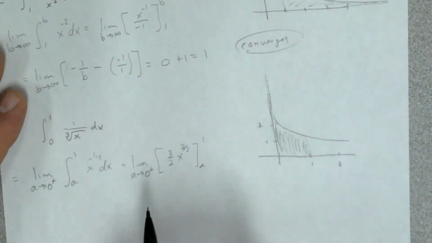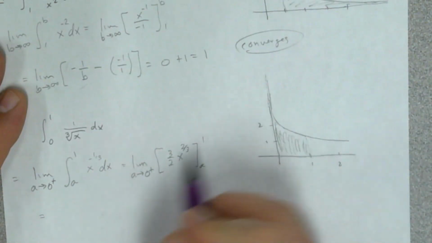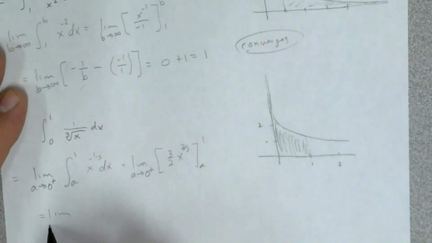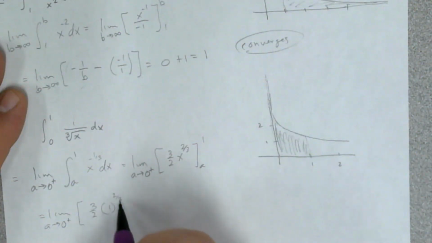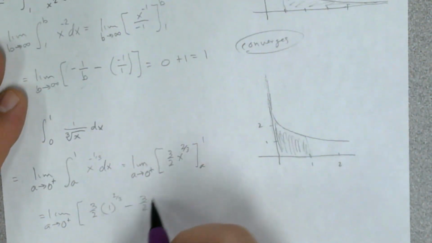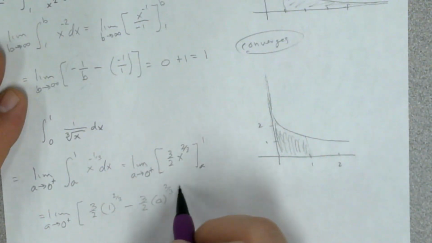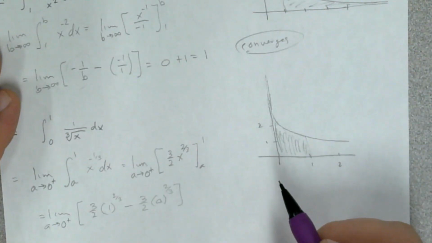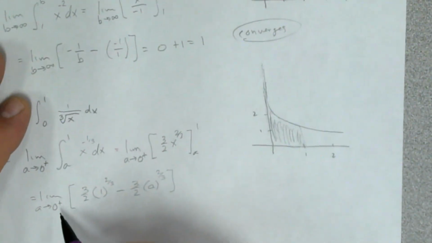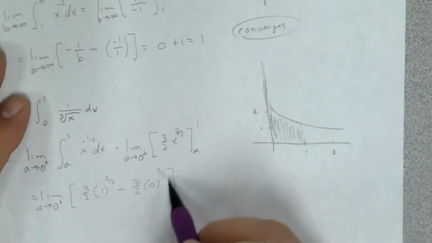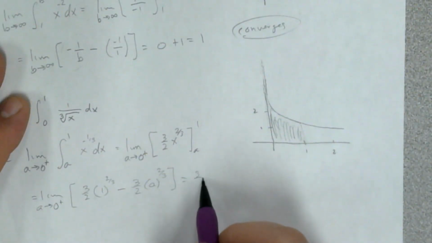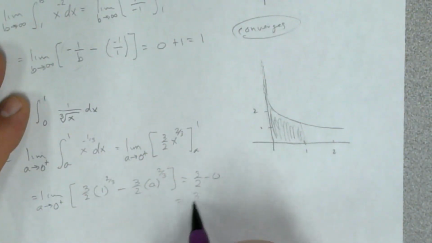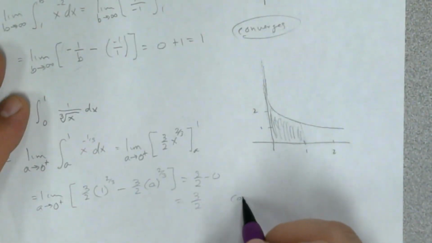All right? And so then we have what? Upper minus the lower. Three over 2, 1 to the 2/3, minus 3 over 2, A to the 2/3. Okay? So as A goes to 0, this quantity here will be going to 0, and this quantity right here becomes 3 over 2. And so this one converges.